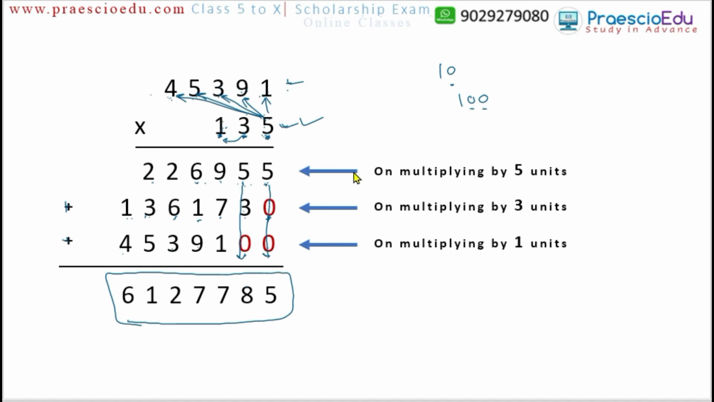In this one, these are the three rows of the individual multiplications of these digits. This is the row of multiplying by the 3 unit, this is the row of multiplying by the 1 unit, like this. This is the 5 unit, then 3 unit, then 1 unit. So this is the complete method of this multiplication.